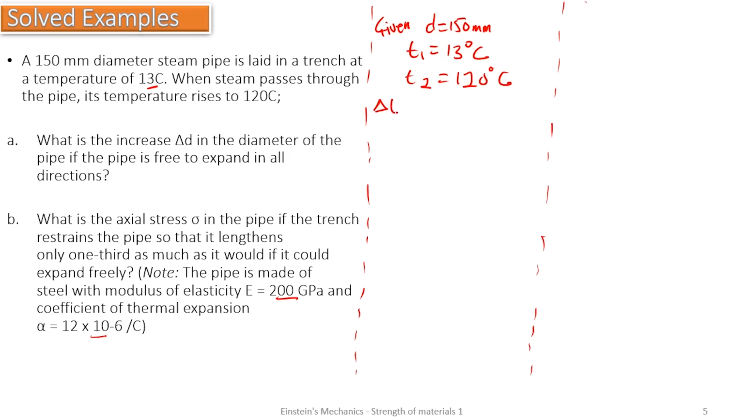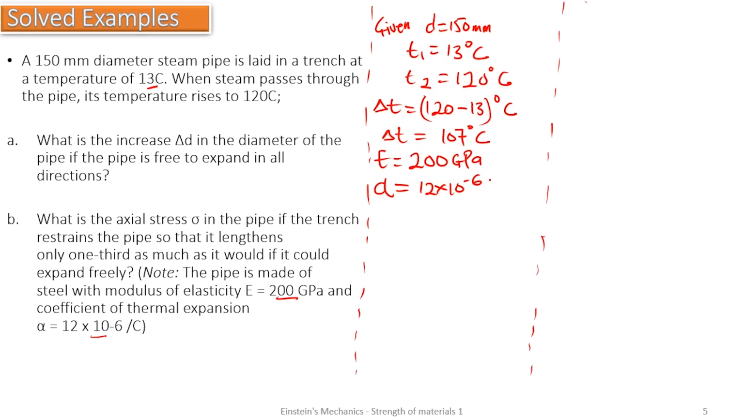So I can find my change in temperature now to be 120 minus 13 degrees Celsius, and my change in temperature now will give me 107 degrees Celsius. I have my E to be 200 gigapascal. I have my expansivity to be 12 times 10 to the power negative 6 per degree Celsius.